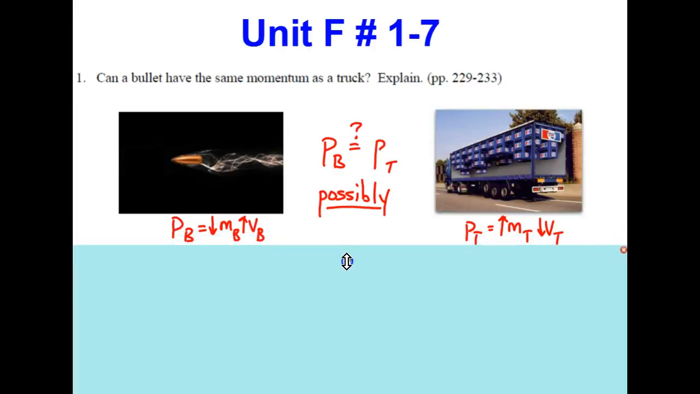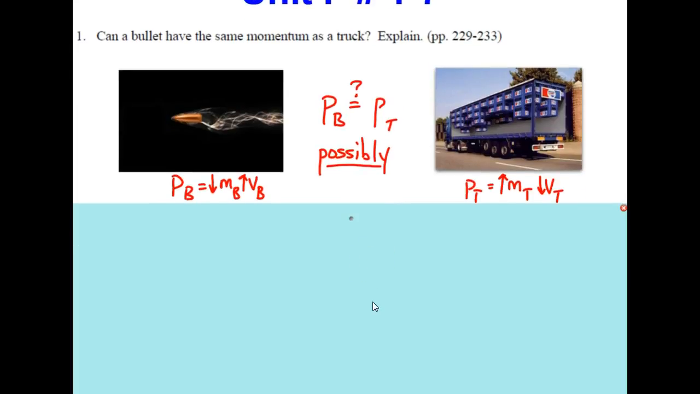Well, the bullet has very small mass, but very large velocity. The truck has large mass, but goes at a much lower velocity. So depending, of course, on the masses and velocities, we could possibly get the product of this mass and velocity to equal this product of mass and velocity. So it is possible that a bullet could have the same momentum as a truck.